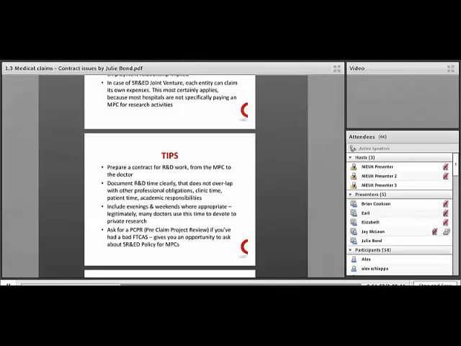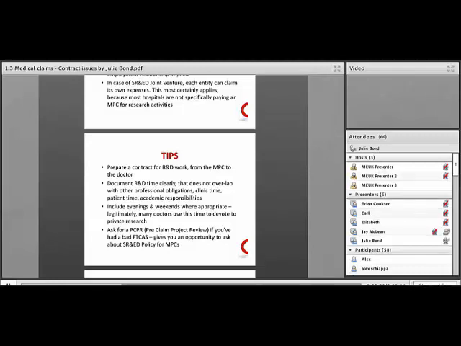R&D time has to be documented properly so that it doesn't overlap with other professional obligations. So if the doctor has clinic time or patient time or any academic responsibilities, the SR&ED time should be clearly spelled out in their calendar. And even if it's evenings and weekends where appropriate, that should be fine. That way, those calendars can be cross-referenced with any corporate contract that says how many hours or how many weeks of time or what percentage of time should be research or other types of activities, and make sure the whole thing makes sense so that the R&D time is carved out properly.